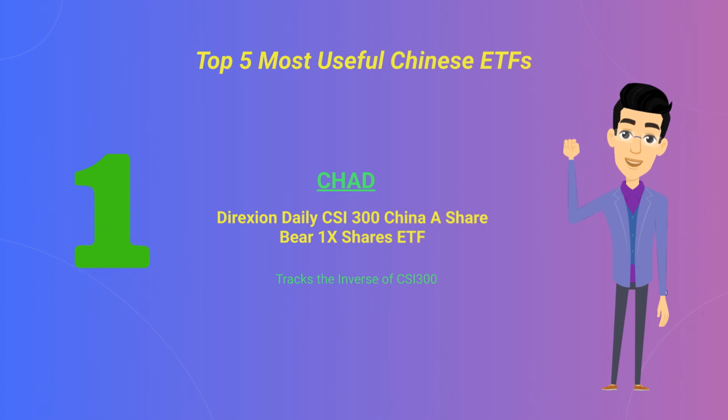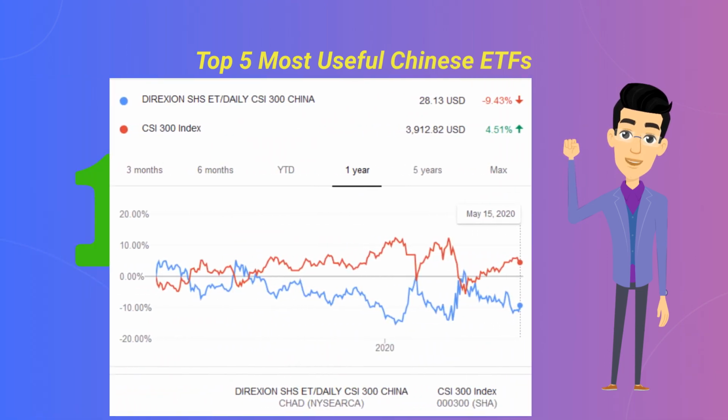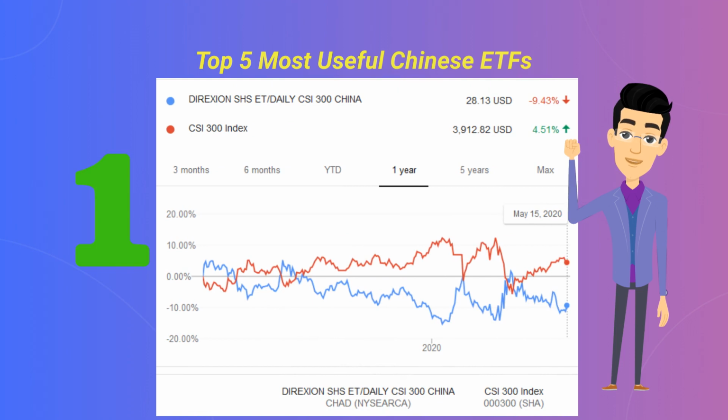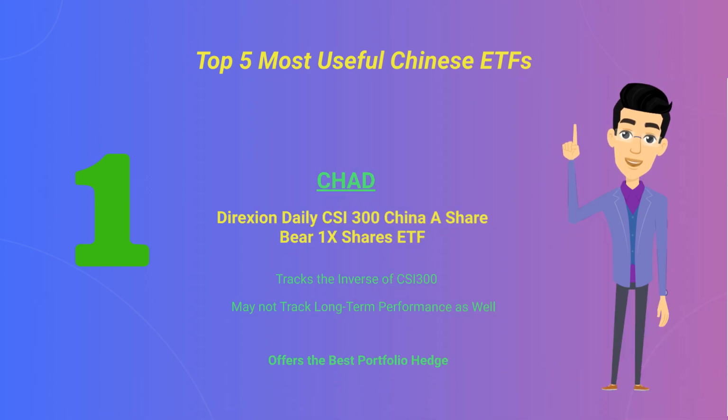However, be aware that this ETF is designed to deliver the one-day inverse return of the CSI 300. The long-term performance may differ significantly from the inverse of the index that you may expect. Overall, given the correlation of the index and CHAD is minus 66%, and the chart showing the returns of the two is nearly a mirror image, we can see that CHAD offers a highly effective hedge for the portfolio.